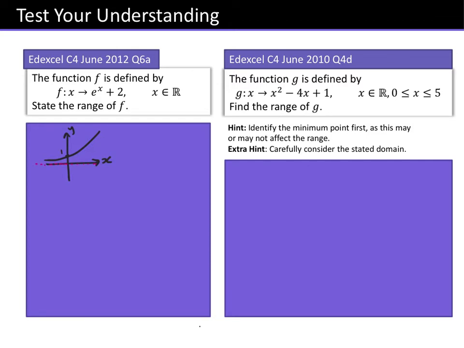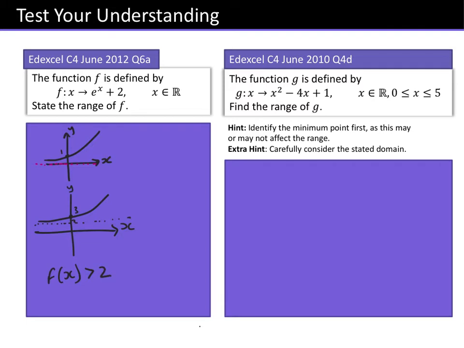If we then add 2 to the graph, we end up with x and y, and now this is going to move up to 3, and my asymptote is going to be at 2. So if I look at the range of values, which is the y values, the range, it has to be greater than 2. Okay, so we have f of x is greater than 2 for all real values because our asymptote has moved.